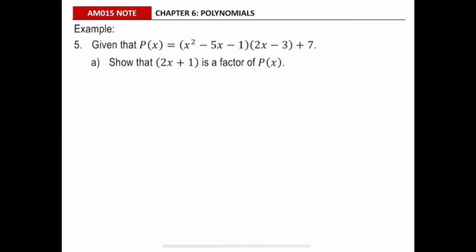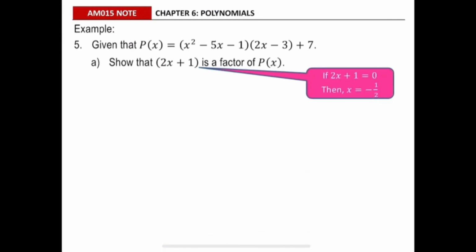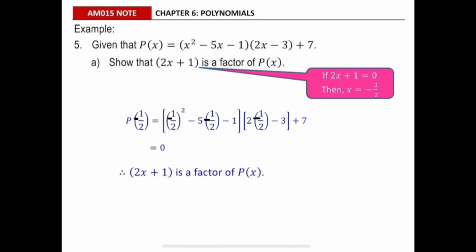In this question, we want to show that 2x plus 1 is a factor of P(x). The first step is to find the value of x when 2x plus 1 is equal to 0. And we get x equals negative 1 over 2. Substitute this value into the P(x). And make sure that it is equal to 0. Then make a conclusion.